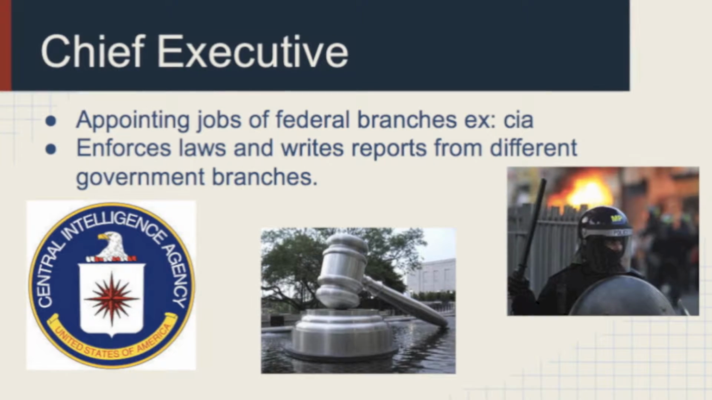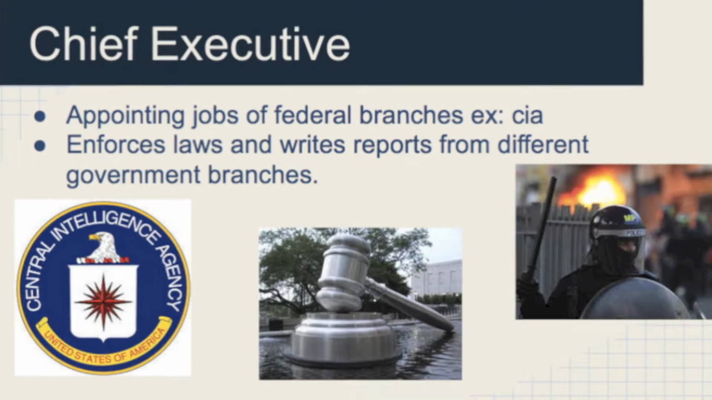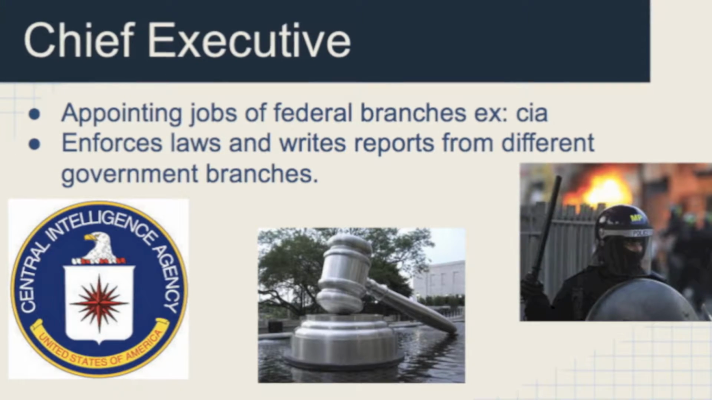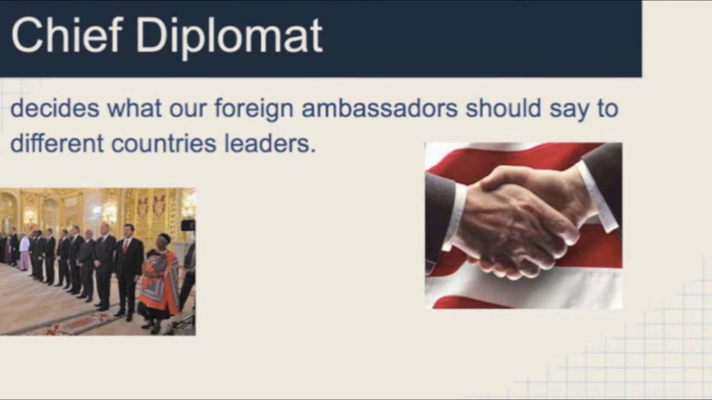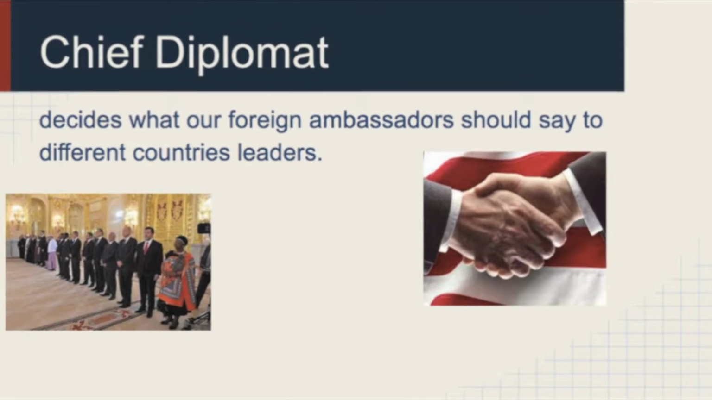2. Chief Executive, mainly appointing jobs to federal branches like the CIA. He also enforces laws and writes reports that are given to him by different government branches. 3. Chief Diplomat, decides what U.S. foreign ambassadors should say to different country leaders.